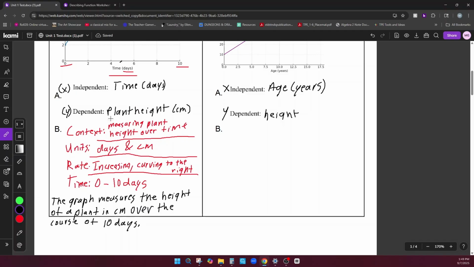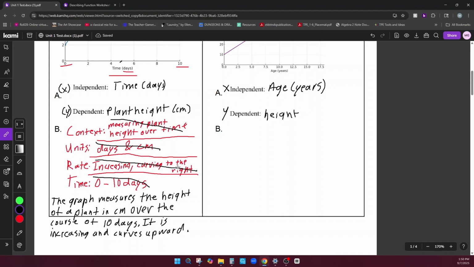So I'm going to look at that first sentence and cross out what I've already included. Have I talked about my context? Yes, I've mentioned that I'm talking about a plant's height over time. I've mentioned my unit and I've mentioned my time. So the only thing I need to include in my second sentence is the rate. I'm going to say it is increasing and curves upward. It increases and curves upward. So now I've talked about my rate.